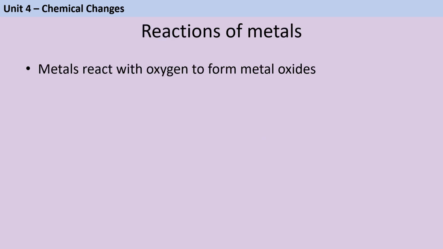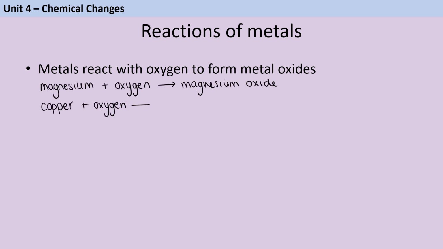From this point onwards, we're now onto new content for Chemistry Unit 4. The first thing that we studied was how metals react with oxygen to form metal oxides. So we could take the name of any metal and say it's reacted with oxygen and then name the oxide. If I took magnesium and I reacted that with oxygen, I would make magnesium oxide, and if I took copper and reacted that with oxygen, I would make copper oxide.